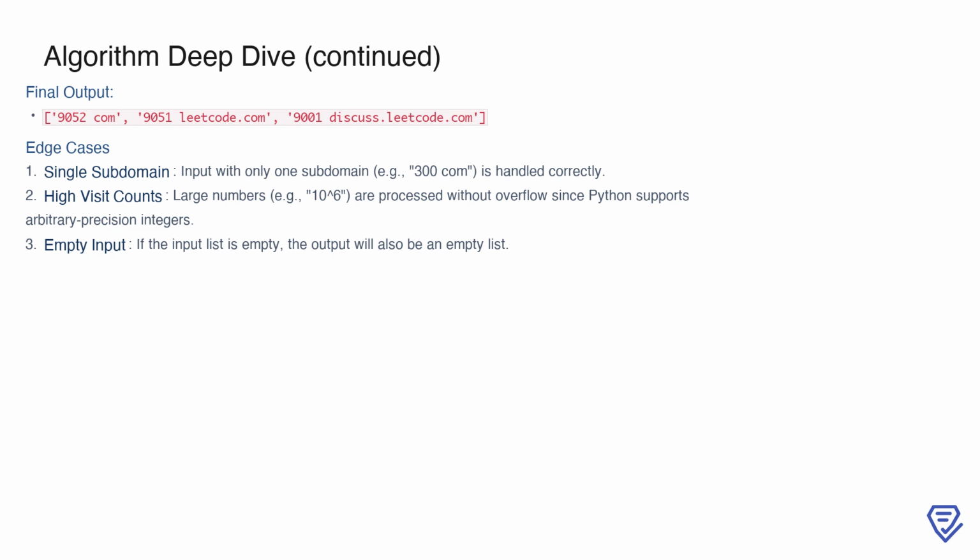A few edge cases are worth noting. If the input contains only one subdomain, such as 300 com, the algorithm handles it seamlessly. Similarly, large visit counts, such as 10 to the power of 6, are processed without issues thanks to Python's support for arbitrary precision integers. For an empty input list, the output will simply be an empty list. These considerations ensure the solution is robust and handles a wide range of scenarios effectively.